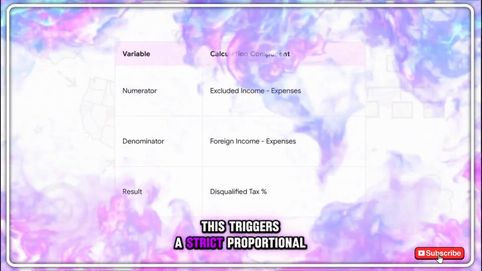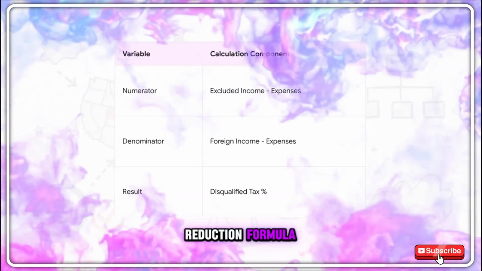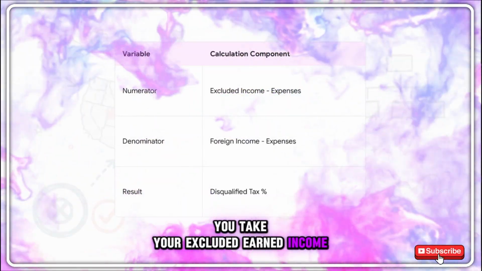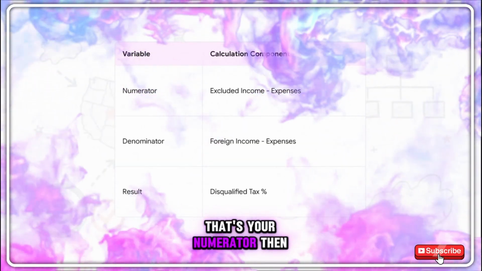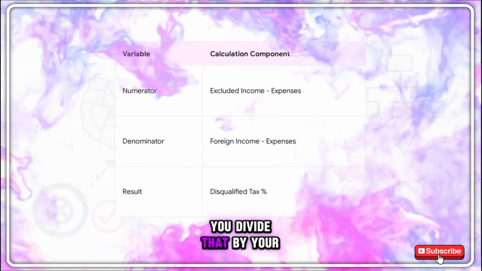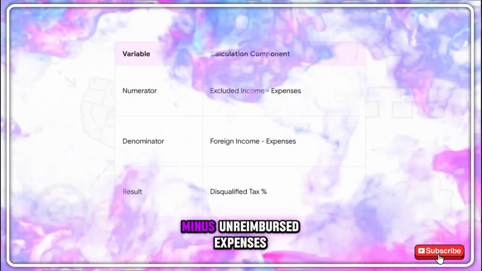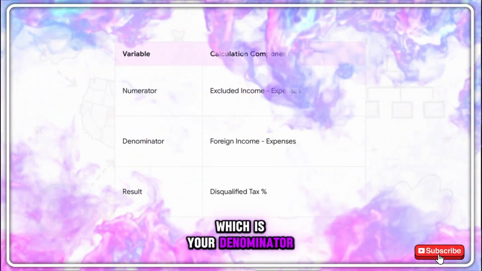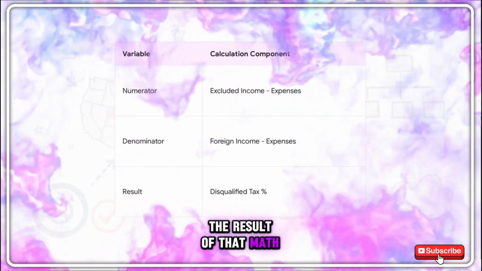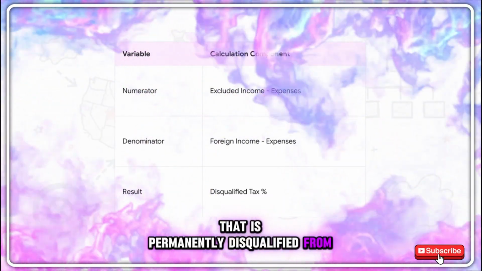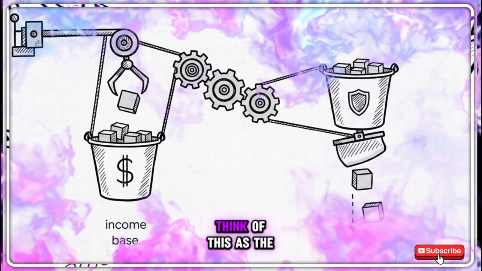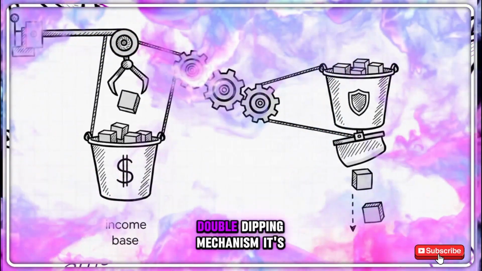This triggers a strict proportional reduction formula. You take your excluded earned income, subtract allocable expenses, and boom, that's your numerator. Then you divide that by your total foreign earned income minus unreimbursed expenses, which is your denominator. The result of that math gives you the exact percentage of foreign tax that is permanently disqualified from your credit calculation. Seriously, think of this as the ultimate anti-double dipping mechanism.